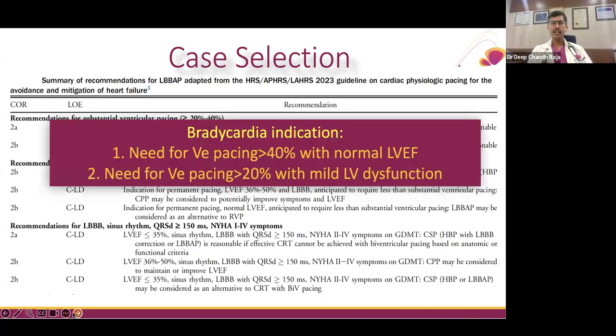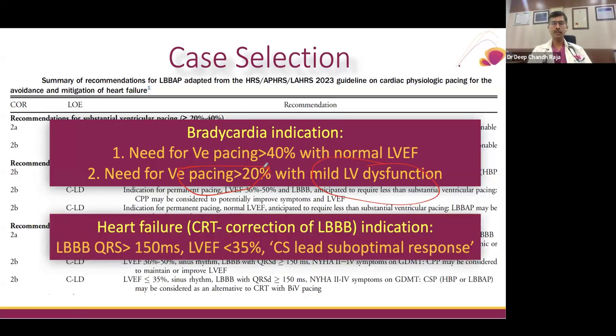One, bradycardia indication. If the patient has a bradycardia indication and need for ventricular pacing more than 40%, and with a normal left ventricular ejection fraction, it is worthwhile to pursue left bundle branch pacing. If the patient has left ventricular dysfunction, less than 50% ejection fraction, and the need for ventricular pacing is still high, like more than 20%, again, the patient would benefit, class 2A indication, from left bundle branch area pacing.